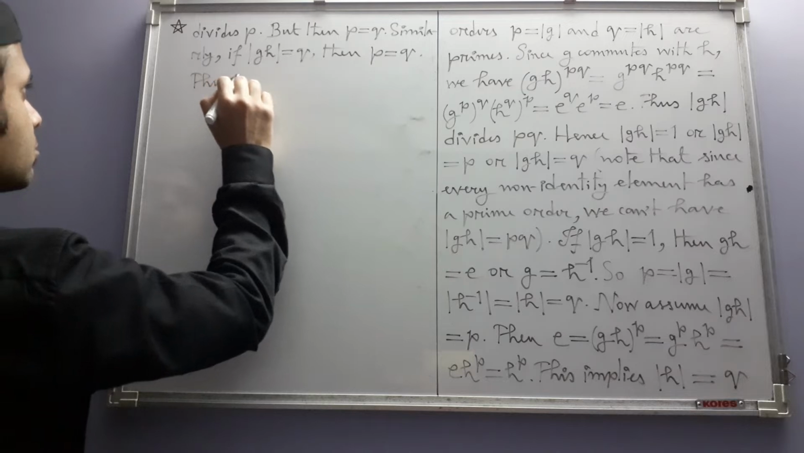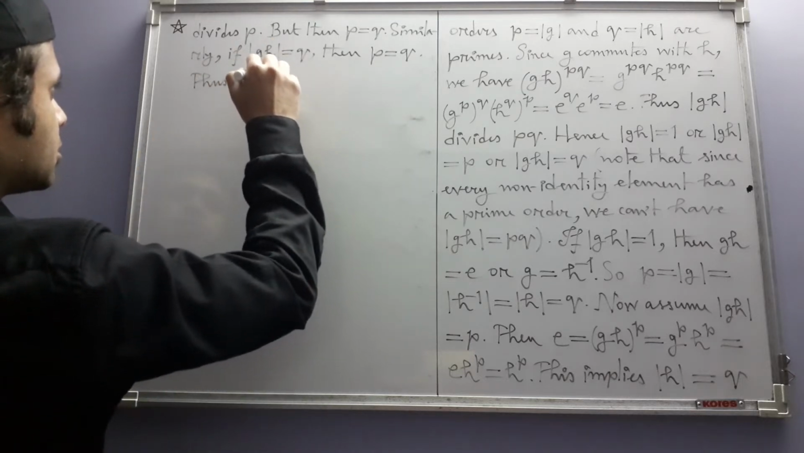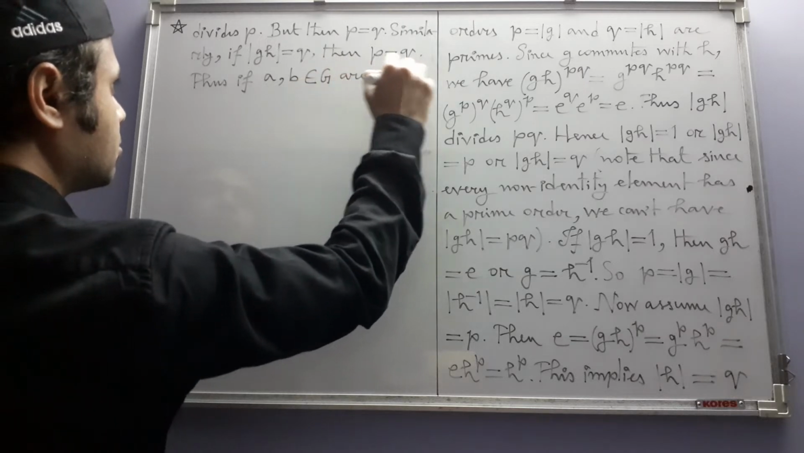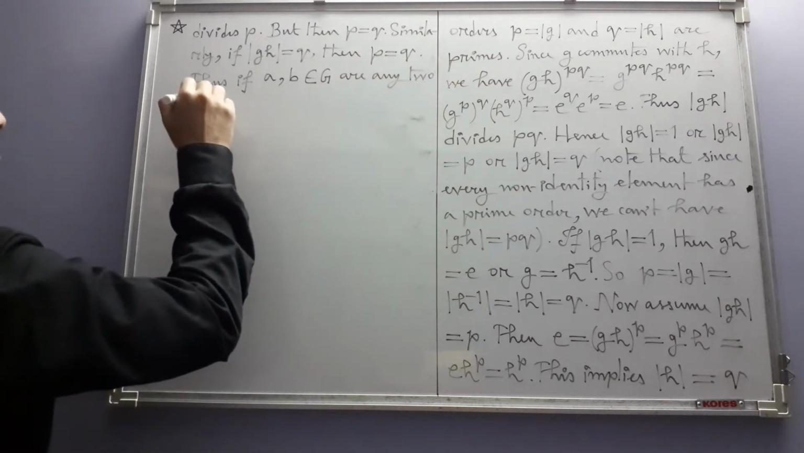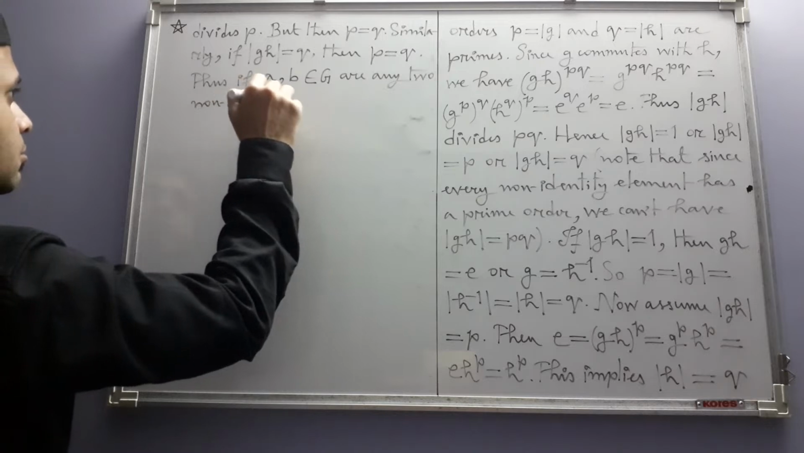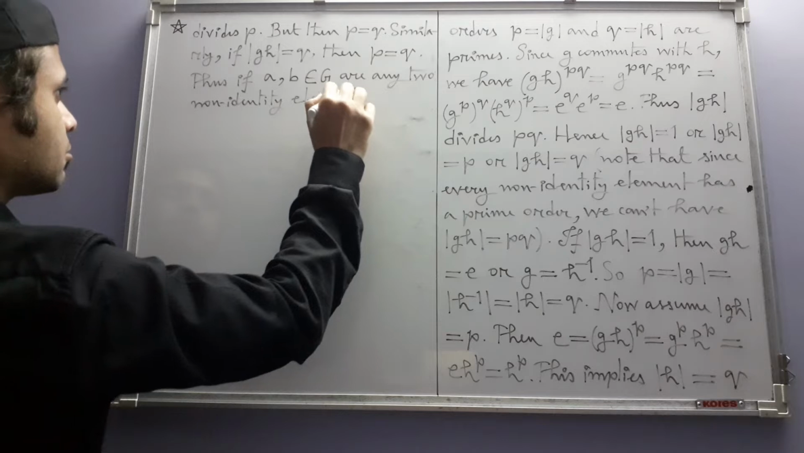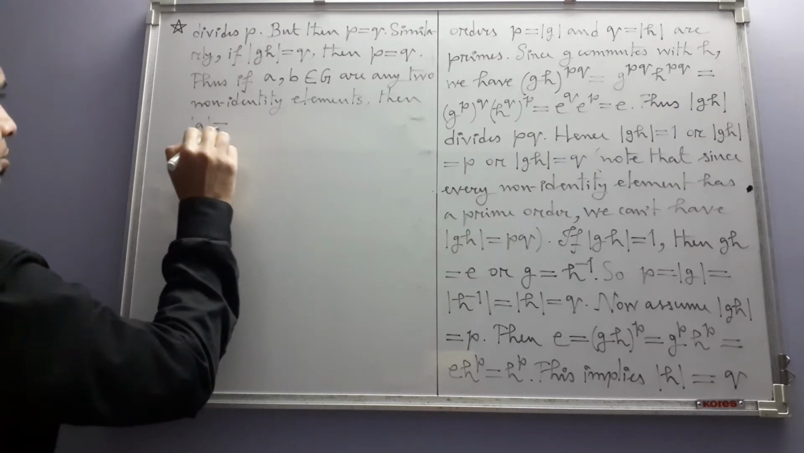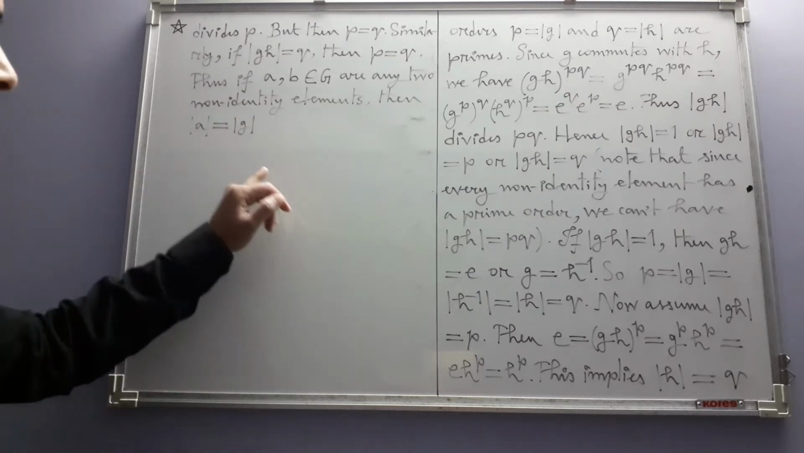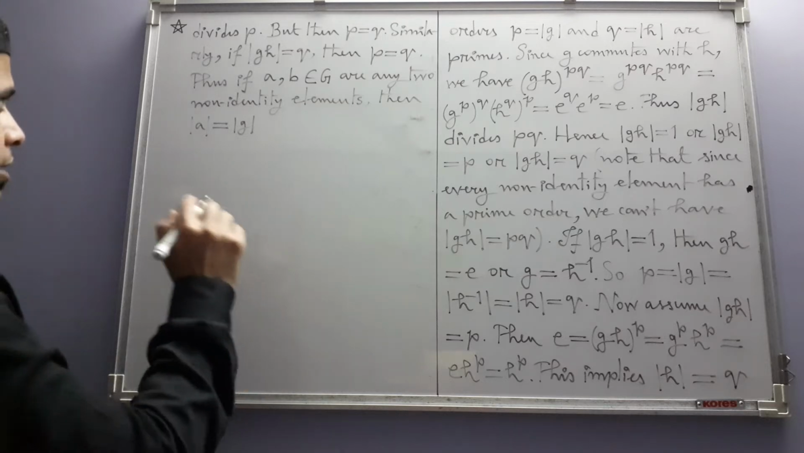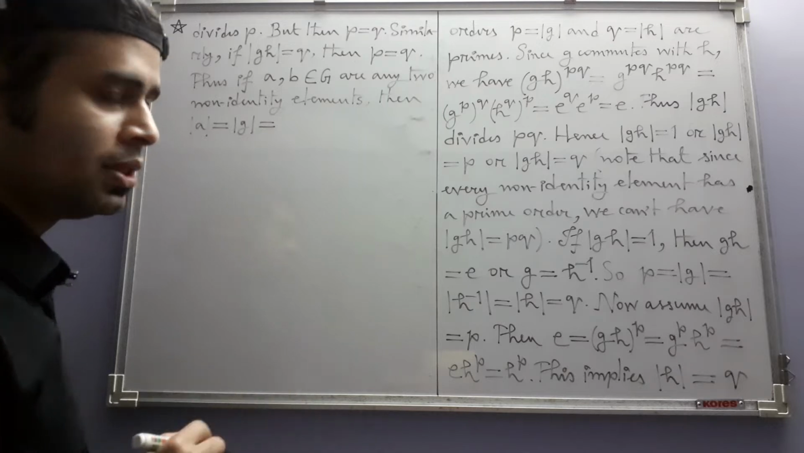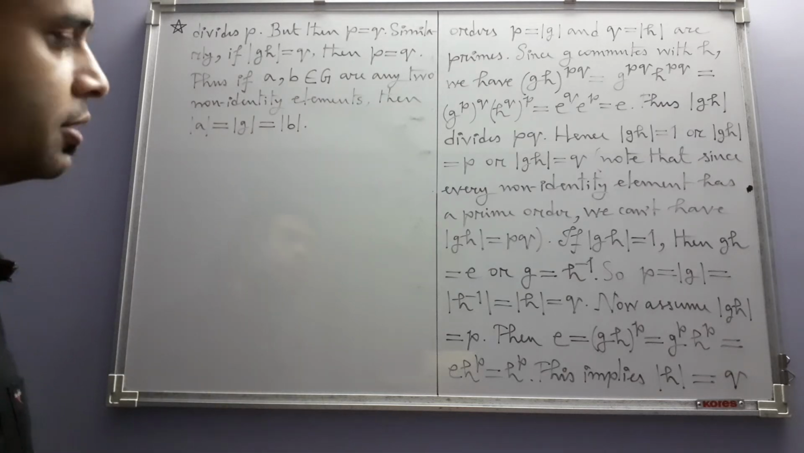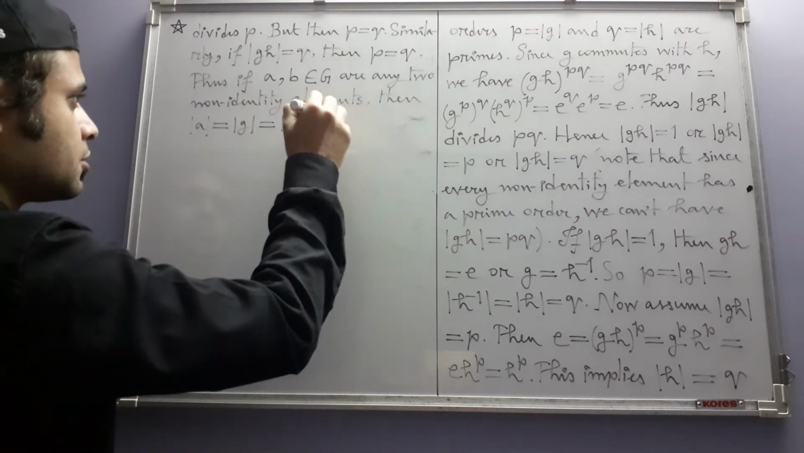Thus, if, say, a and b are any two non-identity elements, then order of a is equal to order of g. We have already shown this. Think of a in place of h, and again, because of that reason, if we take b in place of h, order of g is also equal to order of b. So any two non-identity elements have the same order, and all the orders are prime. So this is the first solution.